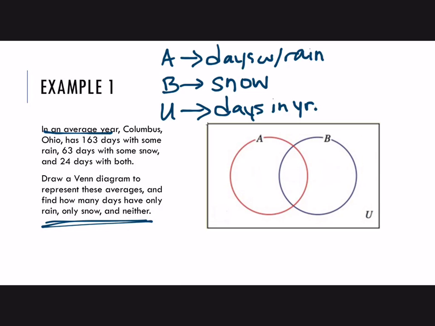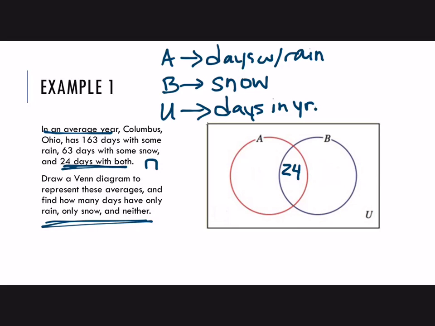Alright, so looking at the numbers that are given, let me see if I have any of those regions right away. And it looks like we do. We know that there are 24 days with both rain and snow. Remember that both is one of those keywords that means intersection. So there are 24 days in the intersection of sets A and B. A is rain, B is snow. I don't know how many days had neither rain nor snow. I'm not there quite yet.